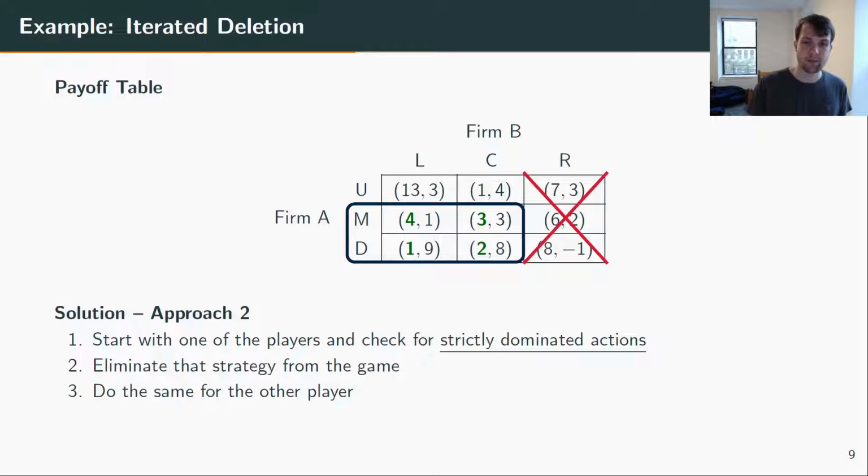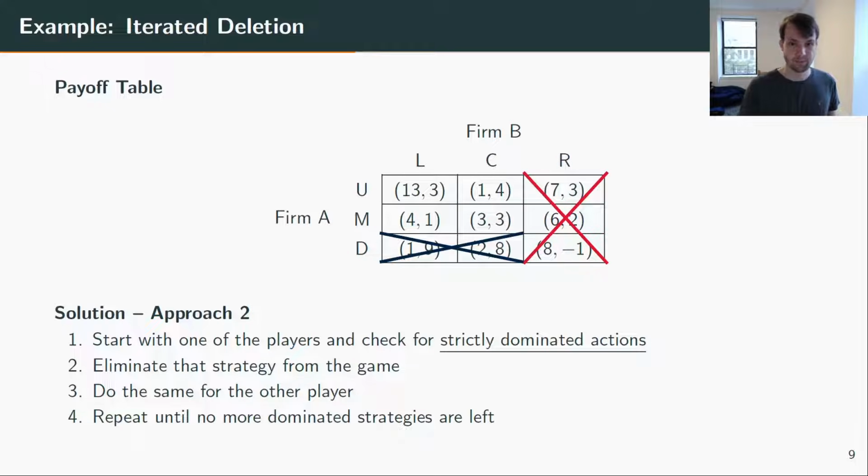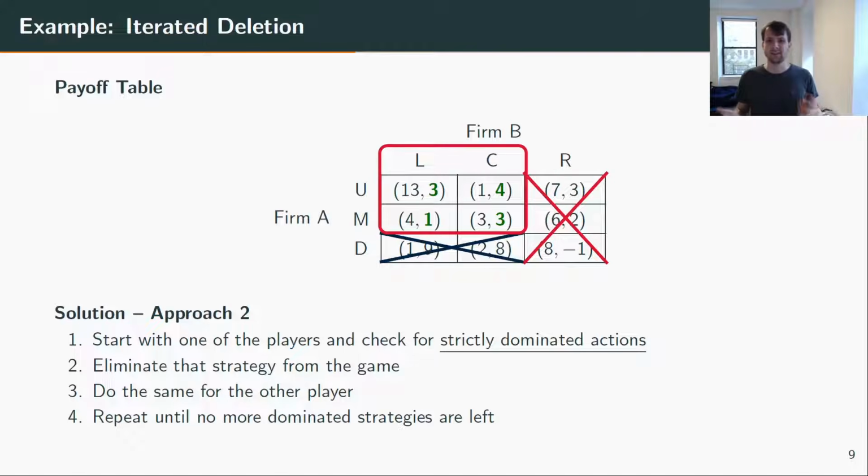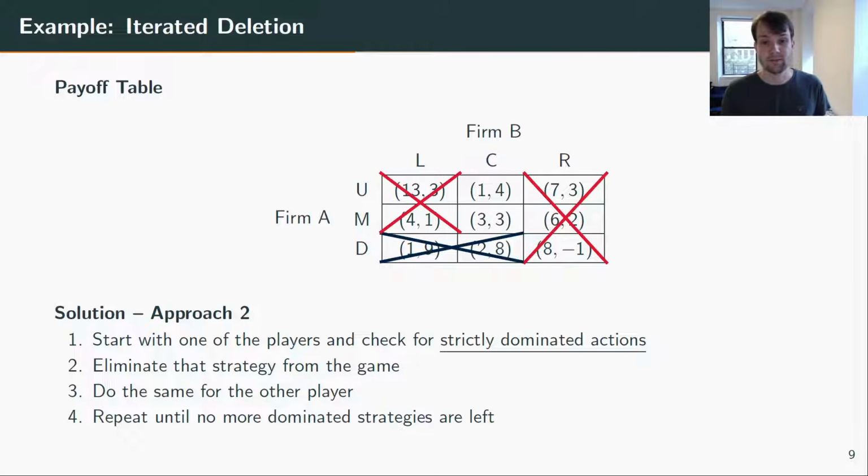We can keep this going. Firm A, let's compare M and D. If firm A plays M, they get 4 and 3. Remember, once we have removed R, we don't have to care about it anymore. If they play down, they get 1 and 2. They're always better off playing M. They're never going to play D. Let's remove D. Firm B, let's compare L and C now. L gives 3 and 1. C gives 4 and 3. 4 is greater than 3. 3 is greater than 1. They're never going to play L.